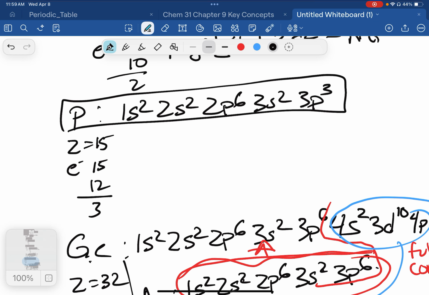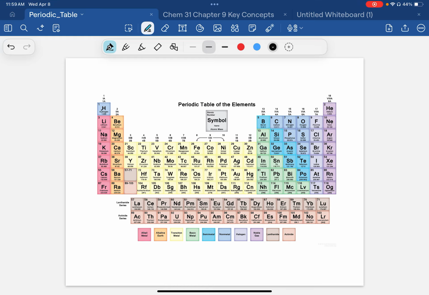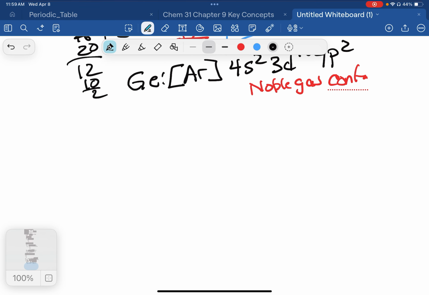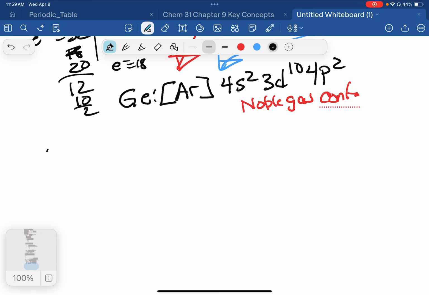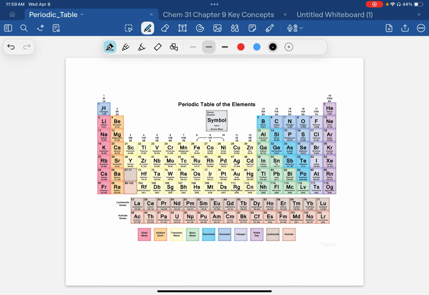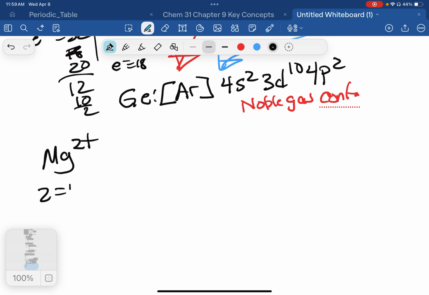So just doing one final example, just so you can see how it works. I'd like to quickly do an example of an ion. So let's take a look at magnesium. As we recall from our ion charts, we know that magnesium naturally wants to be a 2+ ion. Magnesium's atomic number is 12, right? So we know that Z is equal to 12.